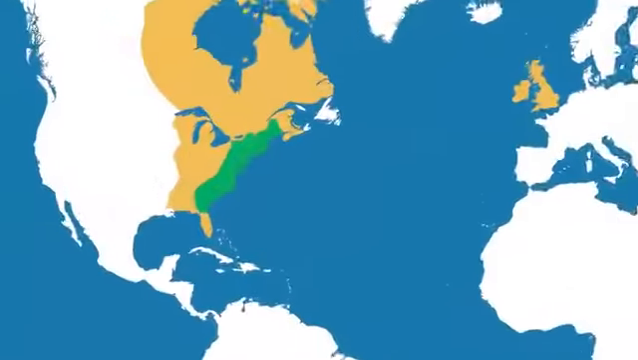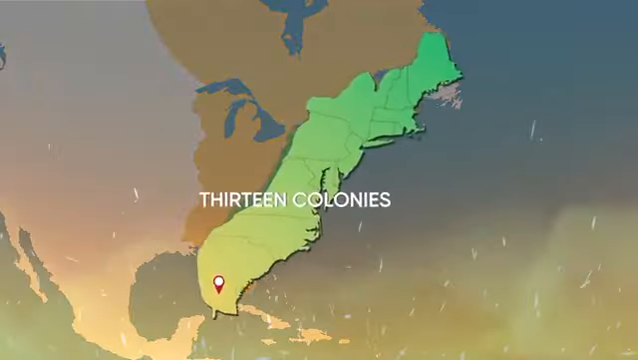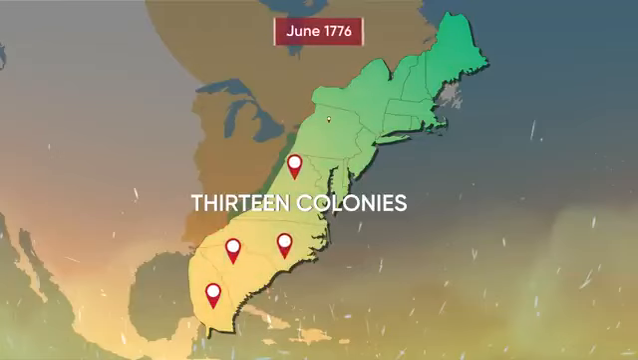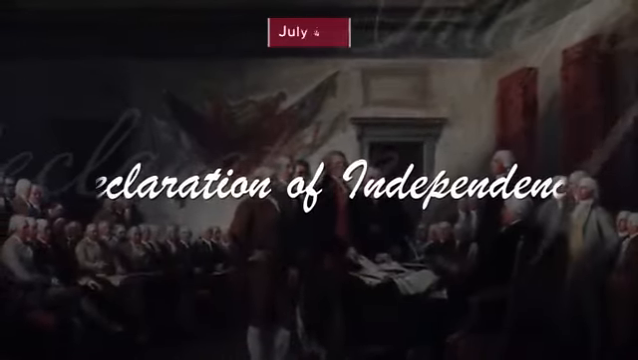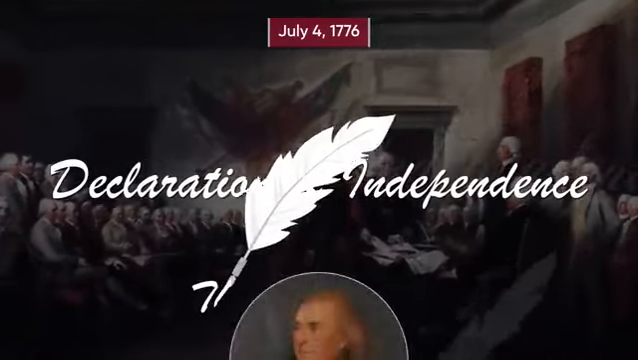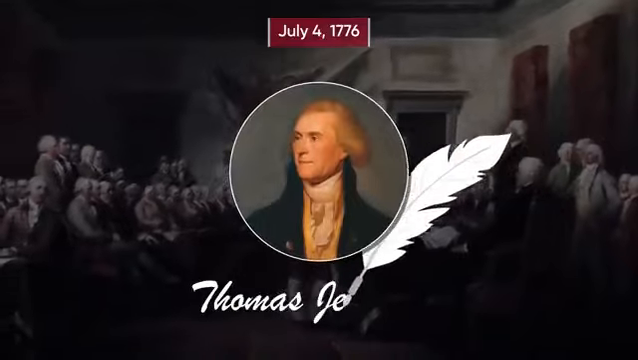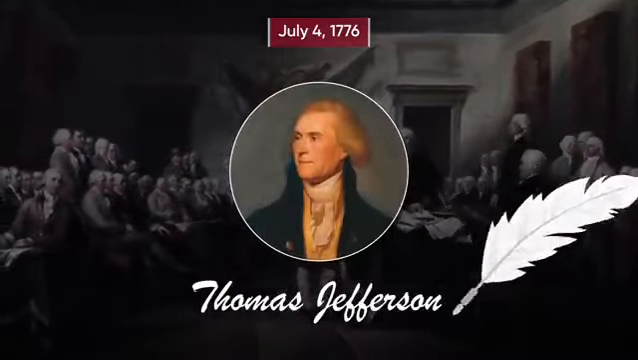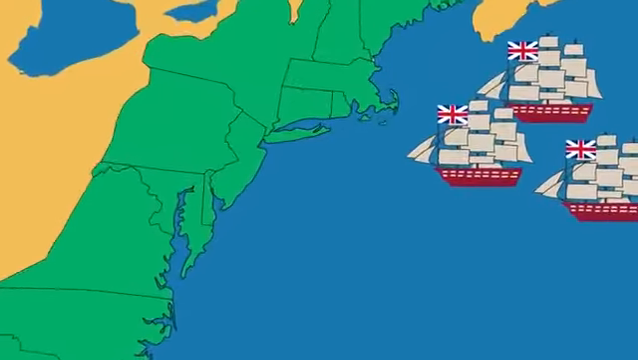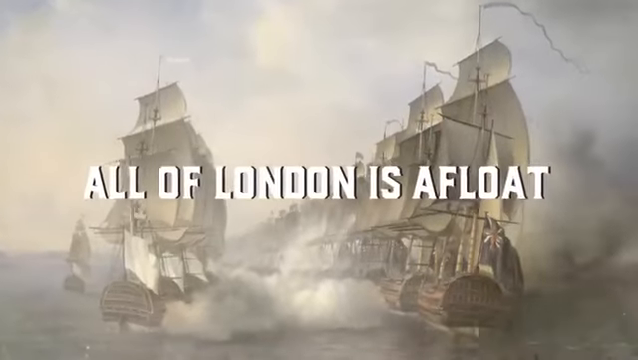1 year after the beginning, the Revolutionary War was at full scale, and by June 1776, many colonists demanded independence from Britain. On July 4, 1776, the Continental Congress adopted a Declaration of Independence written mainly by Thomas Jefferson. That same month, a large British fleet was sent to New York with the aim to crush the rebellion.